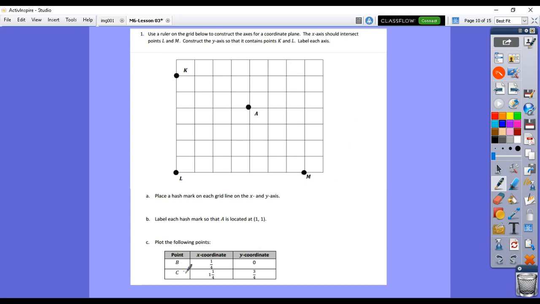And then you're going to plot 2 other points on your exit ticket. Good luck, guys.